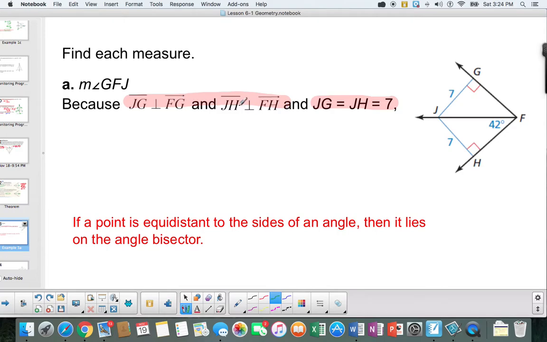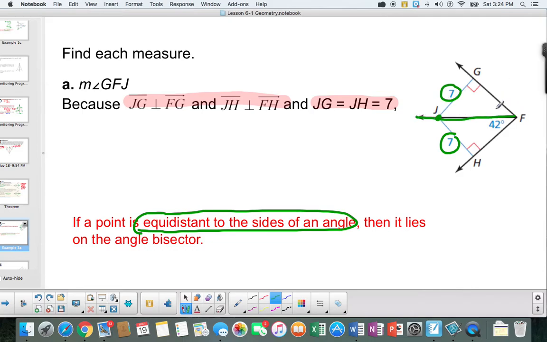Now, I see this perpendicular, so perpendicular means I have a distance, and I notice the same numbers, so I know I have equidistant to the sides. As soon as that is established, that it's equidistant to the sides, then J must lie on what we call the angle bisector. So I know that if this is 42, this is 42 degrees, and the measure of angle GFJ is 42 degrees.